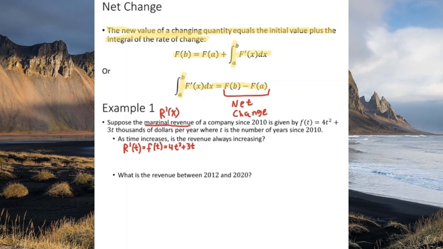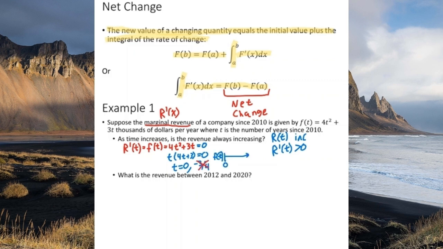How do we determine from the derivative that the revenue is always increasing? Well, recall that in general, a function is increasing when its derivative is positive. So we want to see if 4t squared plus 3t is always positive. To help, we'll set our derivative equal to 0, which is our f of t. We were already given the derivative, so there's no differentiation that needs to be done. Factor, and we get t times 4t plus 3 equals 0, which means t is 0 or negative 3/4. Since we are only modeling the marginal revenue since 2010, we can ignore the negative 3/4.